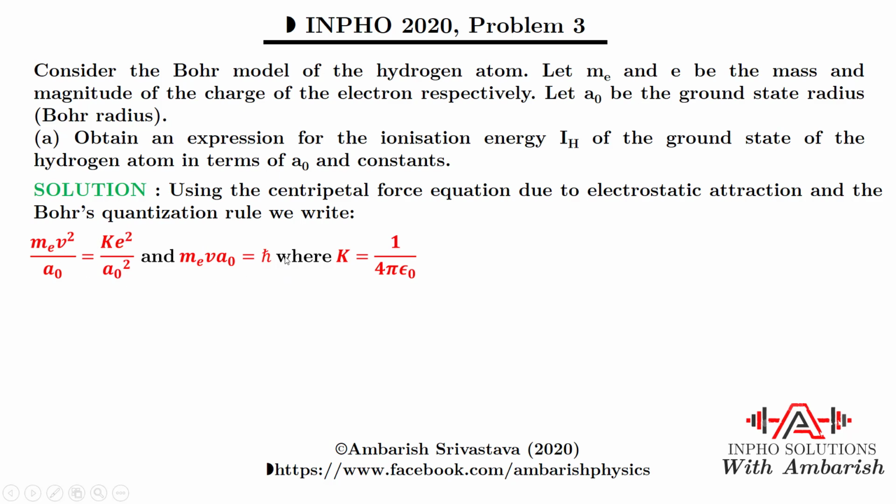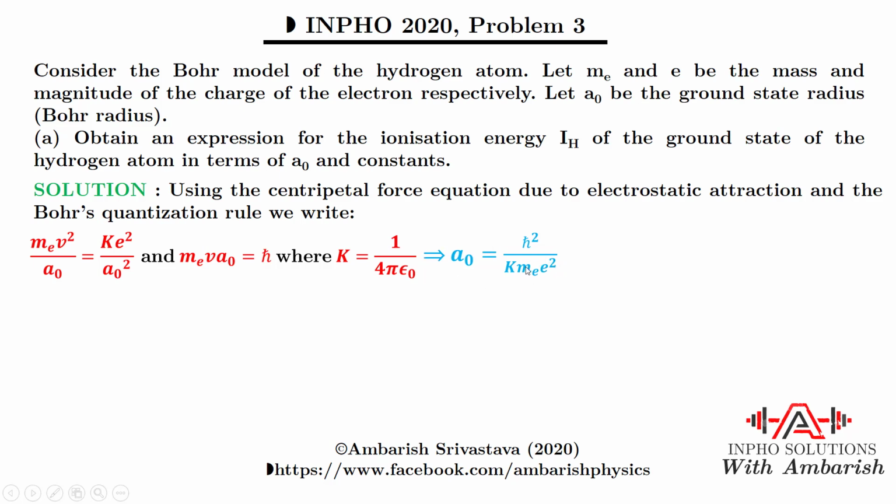And then the Bohr quantization rule, that is m v r is equal to n h by 2 pi, or in the case of the first orbit, m_e, the mass of the electron, into the velocity in the first orbit into the orbital radius, m v a0 is equal to h cut, that is h upon 2 pi. So this is a simple system of equations and we can easily solve it, and if we solve it we get a0 is equal to h cut squared upon k m_e e squared.